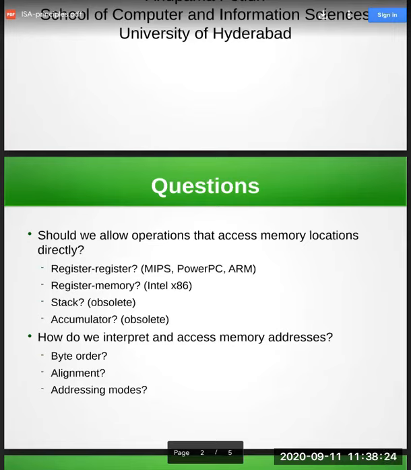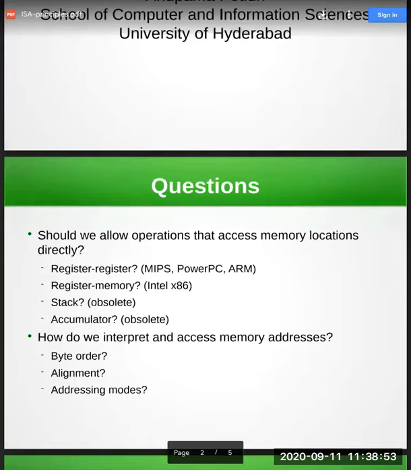So Intel at some point became very famous, became a monopoly. But interestingly, Intel also does something very weird. We'll talk about that. But currently we have processors which are register architectures or register-memory architectures.